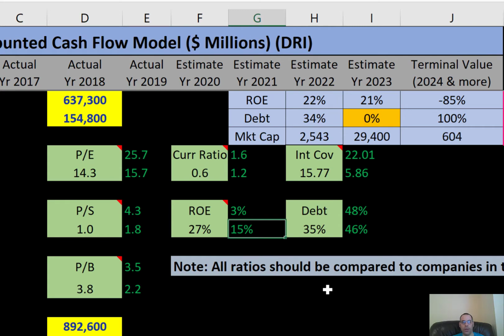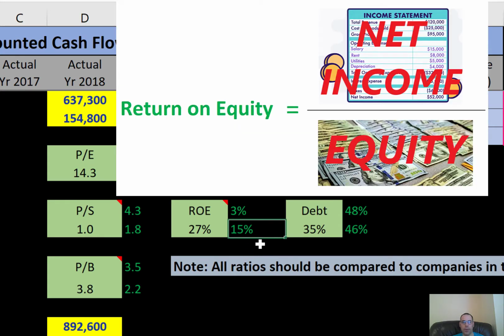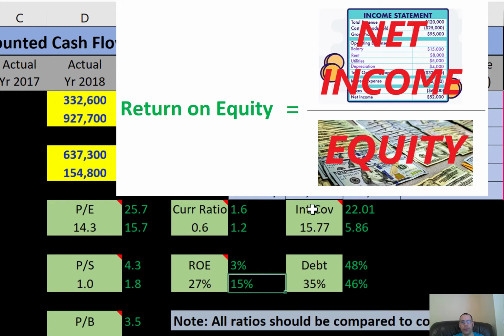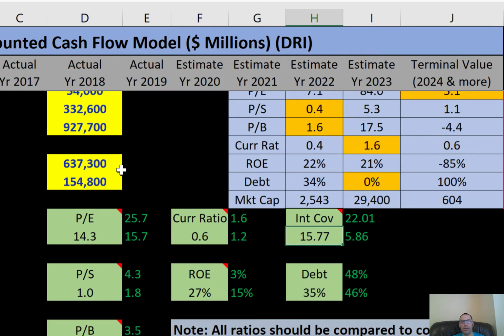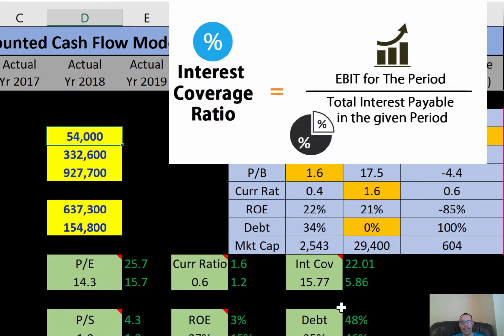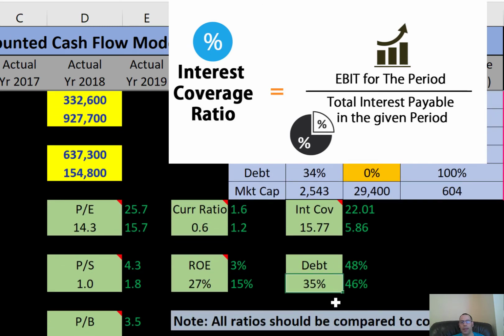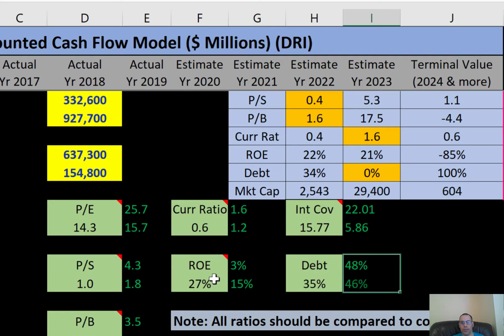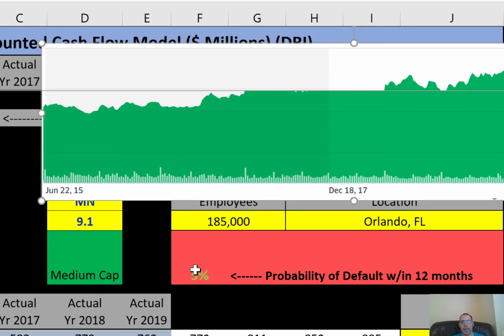They have a good ROE, 27%. The median ROE is 15%. They have an interest coverage ratio of 16, so they could cover their interest payment of $54 million 16 times. That's a good sign. Debt of 35%, so they're definitely lower than the average. They have a 5% chance of default within the next 12 months.